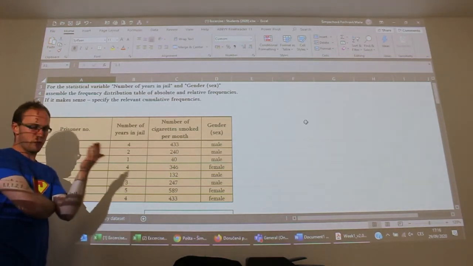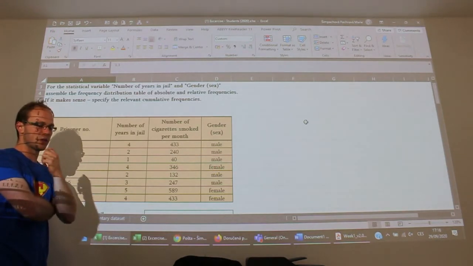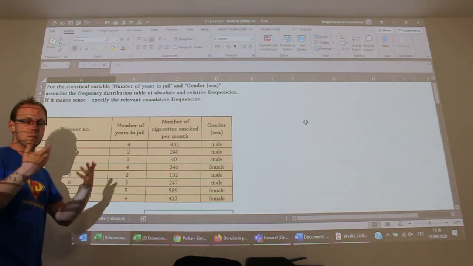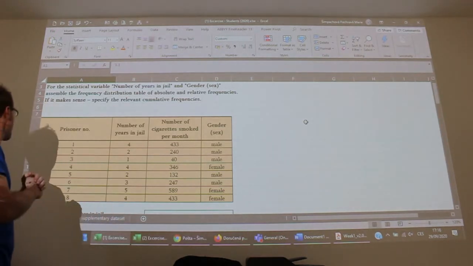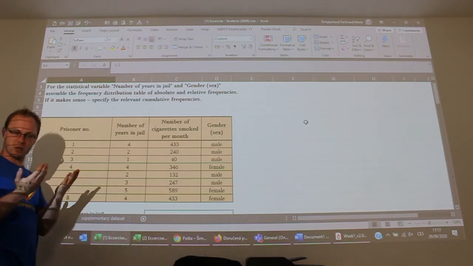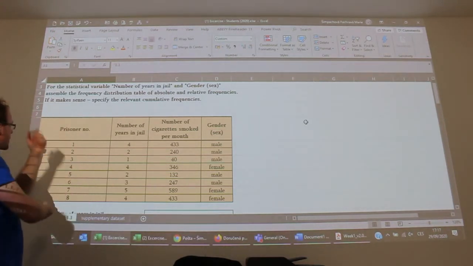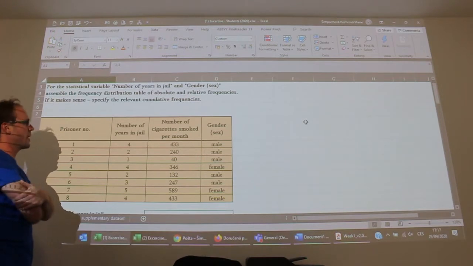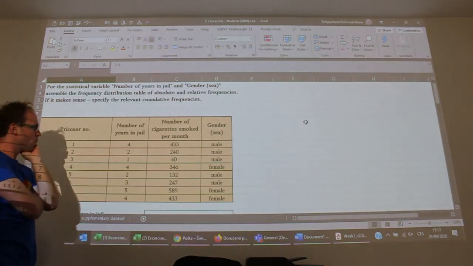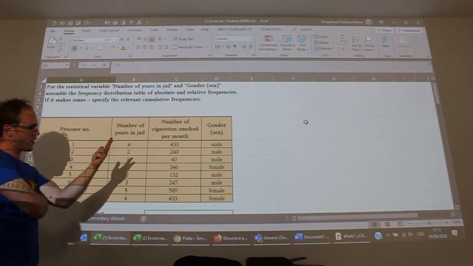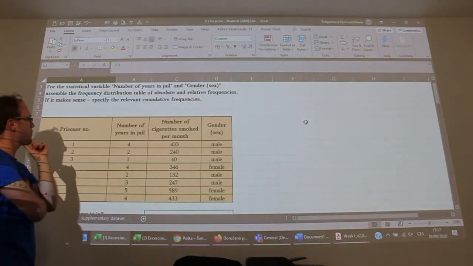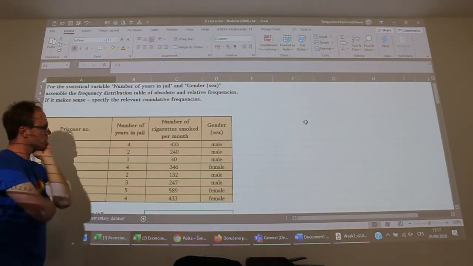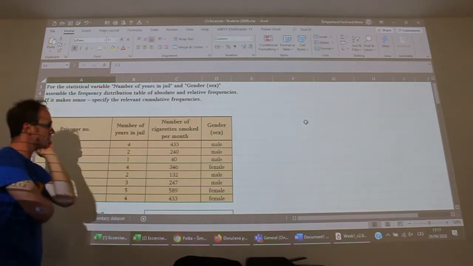samples, yes. So on the first lecture with Mr. Hellman, he will speak about samples and different types of samples, for example random sample, yes. And here we have a small sample with 8 prisoners, yes. We have a sample of 8 prisoners, and on this sample we observed 3 variables, yes, different types of variables. Number of years spent in jail, number of cigarettes smoked per month, and gender, yes.